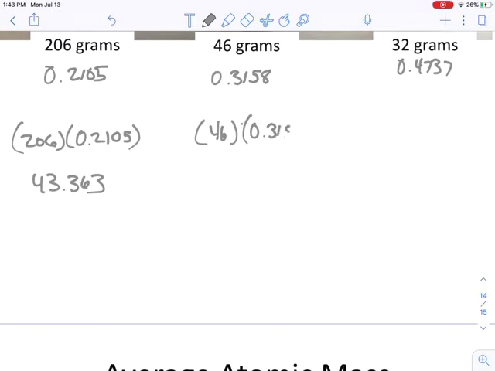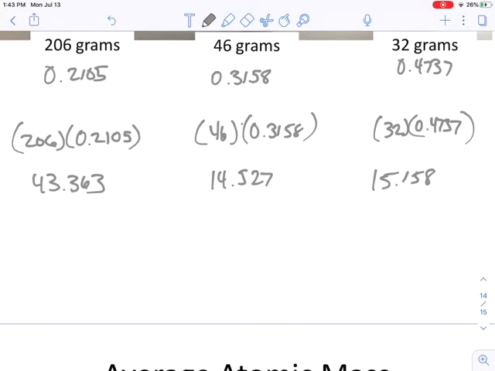Now we're going to take the 46 and we're going to combine it with the 0.3158. And when you do that, you get 14.527. And then for this one, you're going to take the 32 and you're going to multiply it by its fraction, which is the largest of the three fractions, 47.37%. And when you do that, you end up with 15.158. That's there, right?